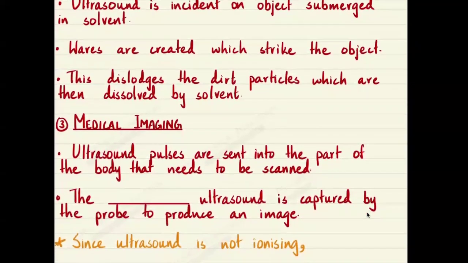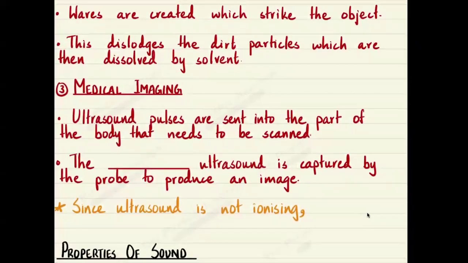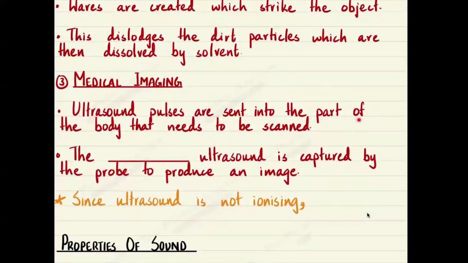Similarly, medical imaging. We also did this in X-rays. It's also used in ultrasound. For medical imaging, what you need to know is that ultrasound pulses are sent into the part of the body that needs to be scanned, pretty much the same as X-rays. But the difference is that the ultrasound probe is also the emitter and the receiver, so it's really the reflected ultrasound that we get back from, for example, the fetus inside a stomach. That's what is used to produce an image.